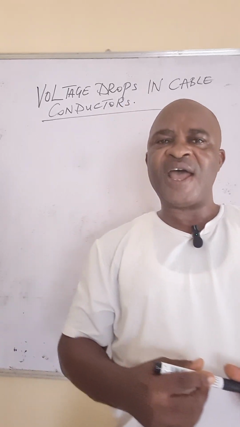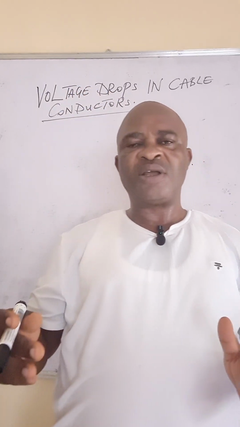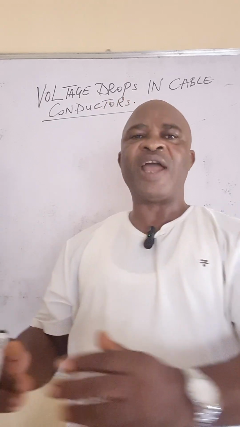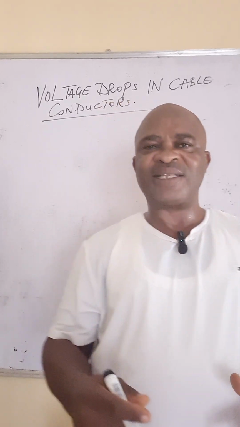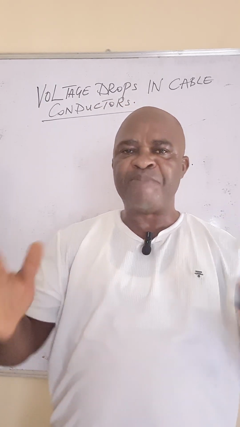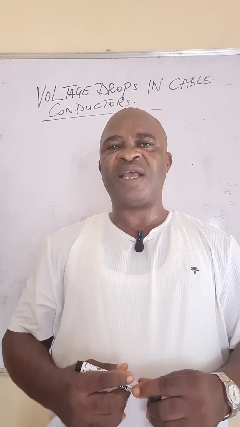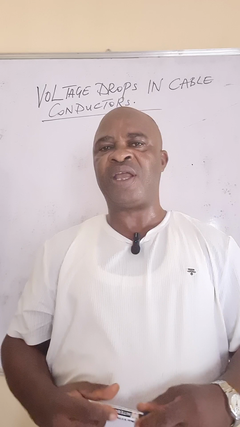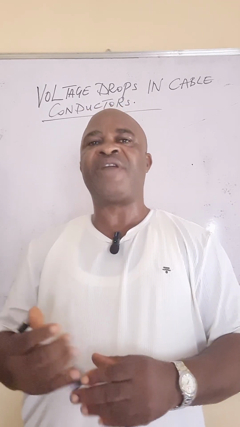So voltage drop can be related to water that is flowing through a pipe. As the water is flowing, it encounters some friction that prohibits it from running very fast. And the negative effect of it will be that the pressure of the water will be very low, because it's encountering friction, it's not flowing freely.